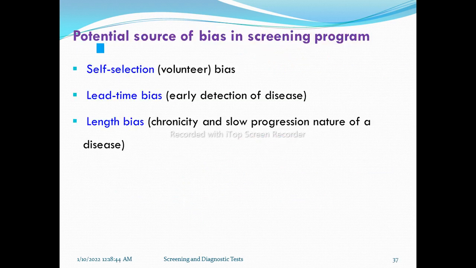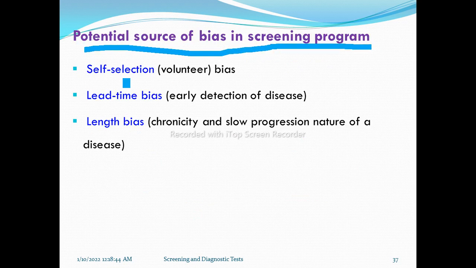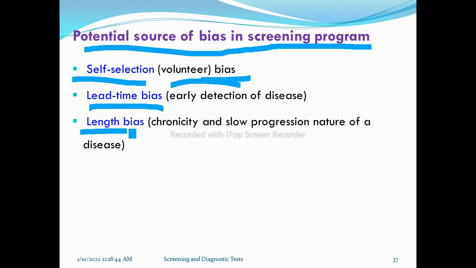Now moving on to the other section: potential sources of bias in the screening program. The first is self-selection bias, or voluntary bias. The other is lead time bias. By the way, lead time bias and length time bias are the most commonly known biases in the screening program.